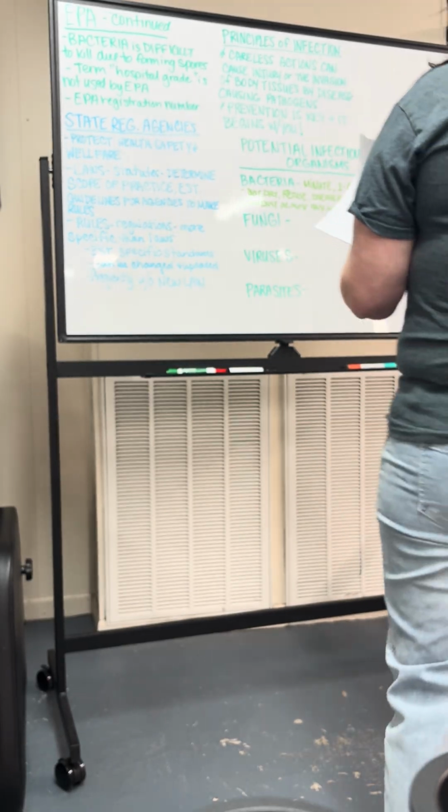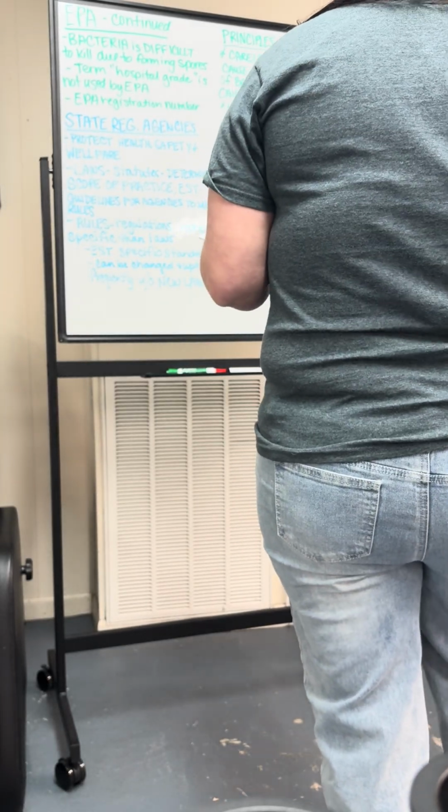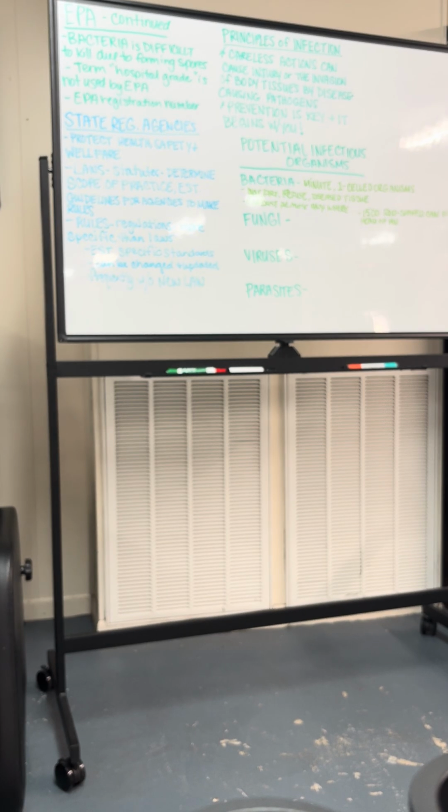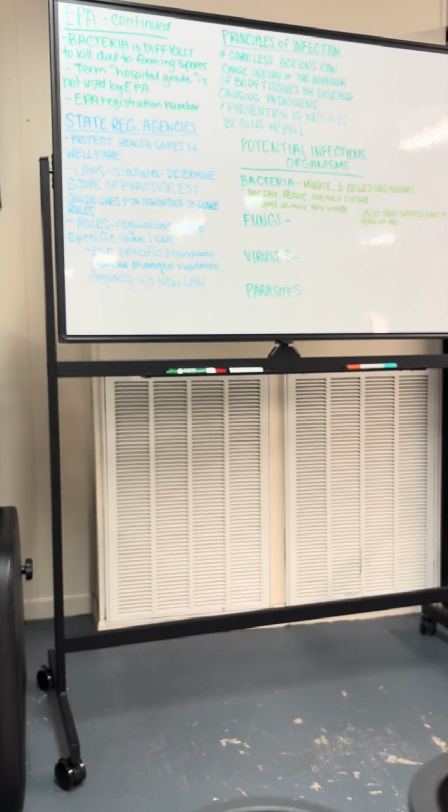Okay, so bacteria are minute, which means tiny, one-celled organisms. They exist in dust, dirt, refuse, and diseased tissue. Bacteria can exist almost anywhere, and 1,500 rod-shaped bacteria can fit on the head of a pin.